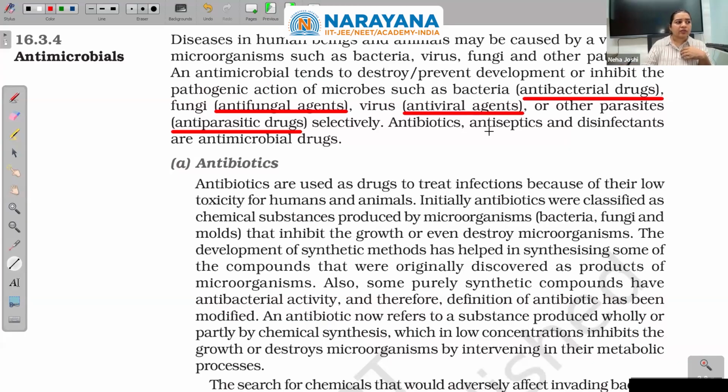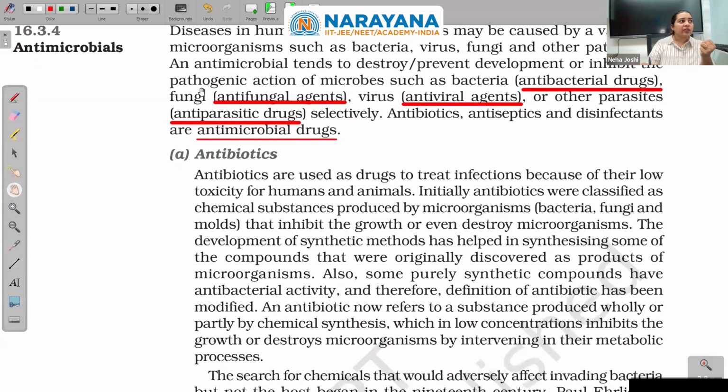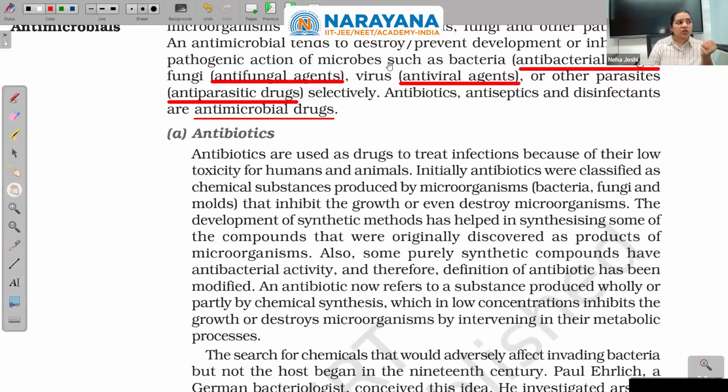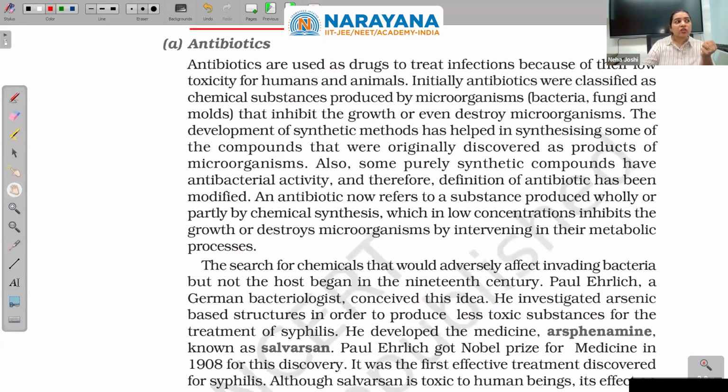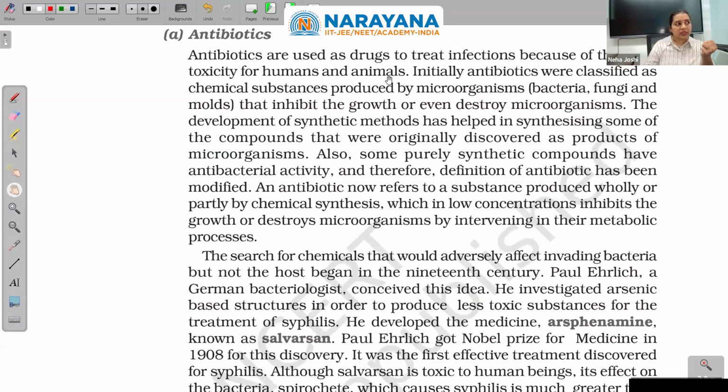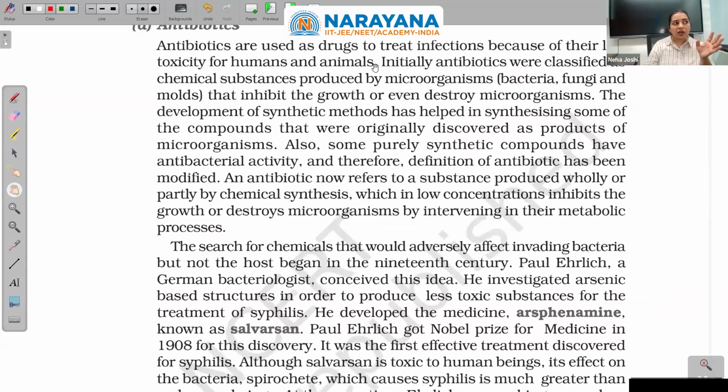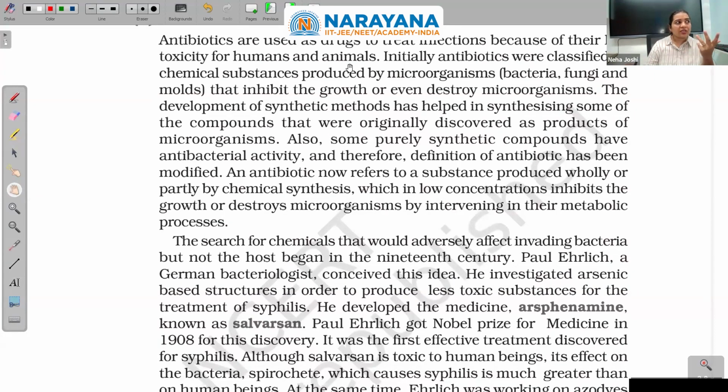Okay, antibiotics, antiseptics, and disinfectants are antimicrobial drugs. Let us repeat: antibiotic, antiseptic, and disinfectants. So let us start with antibiotics. Antibiotics are used as drugs to treat infections because of their low toxicity for humans and animals. So they are not so poisonous. They will not cause that level of infection or activity on us that we ourselves get poisoned, but the small microbes will get poisoned.